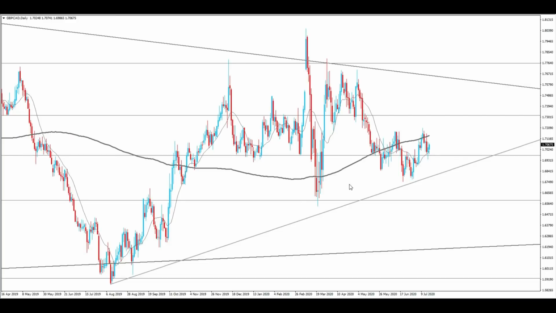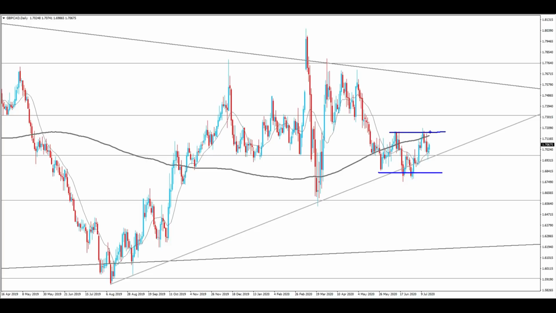So again, all we're just waiting for is to see what price will do with this consolidation in this range. And if we do get the break to the upside, then we could be looking for a longer move to hit these tops or this trend line up there.